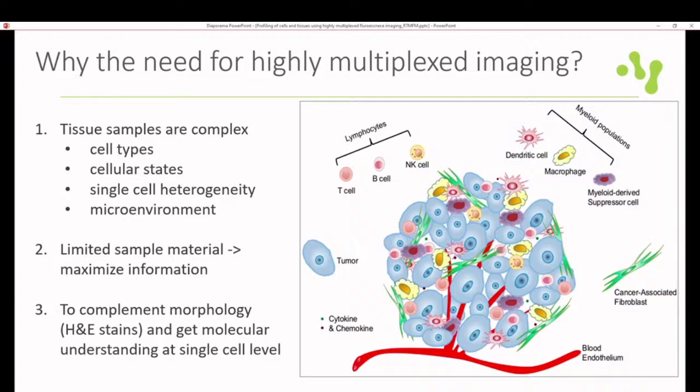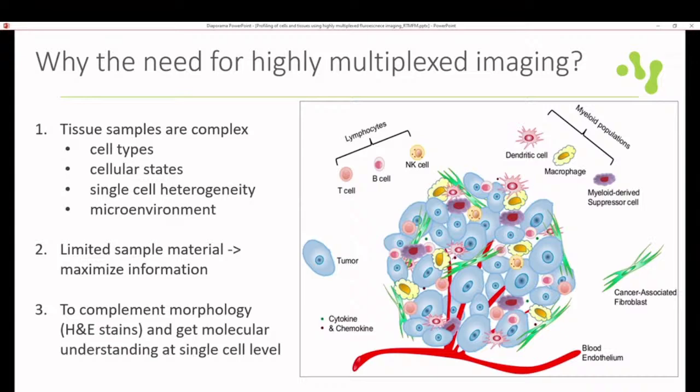So just very quickly, why do we need highly multiplexed imaging? This is especially true if we look at tissue samples that are very complex. They consist of different cell types. The cells can have different cellular states. I mentioned the single cell heterogeneity and also how the microenvironment can influence the different cells. And with tissues, we might also have limited sample material, so we would like to maximize the information that we can get out from one single section.